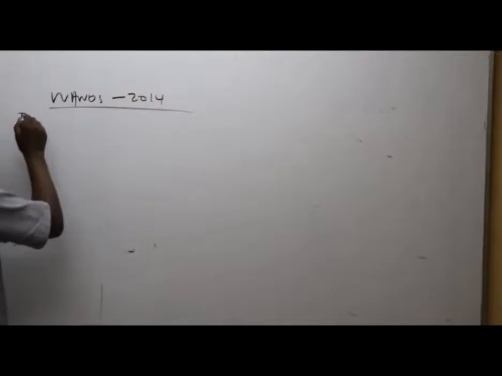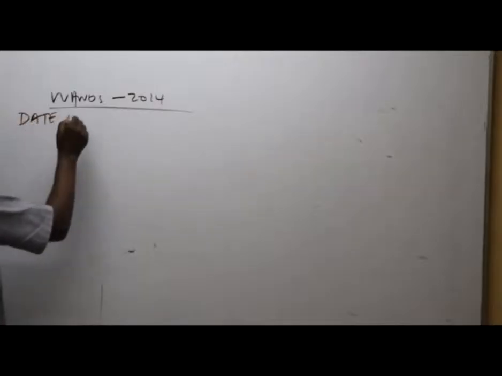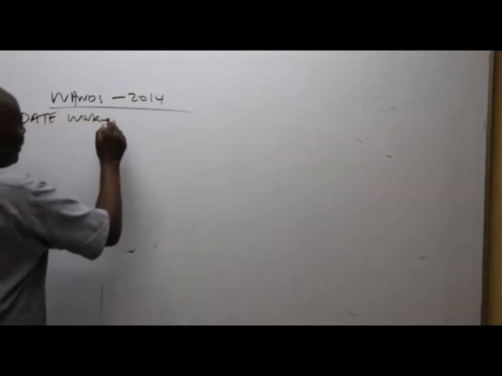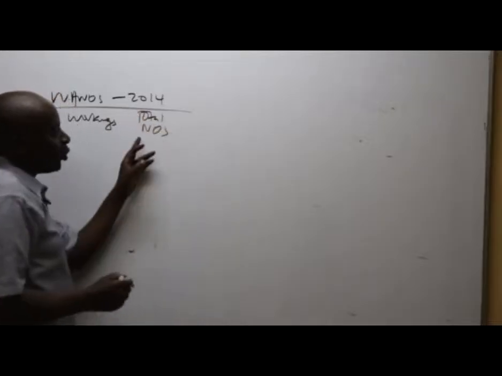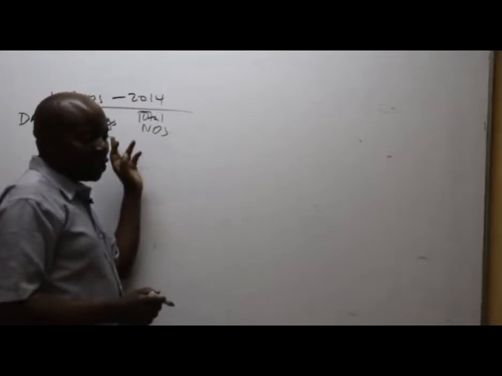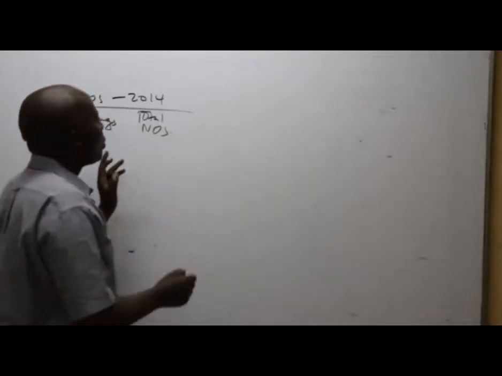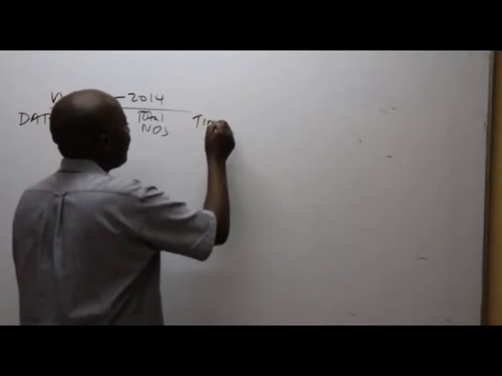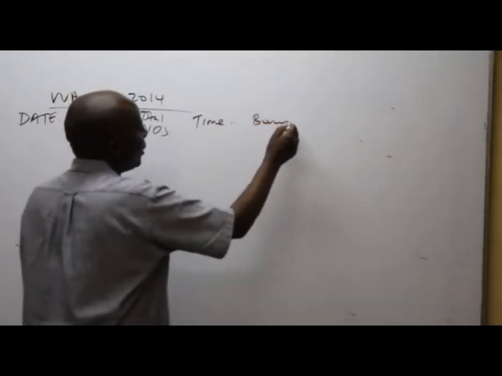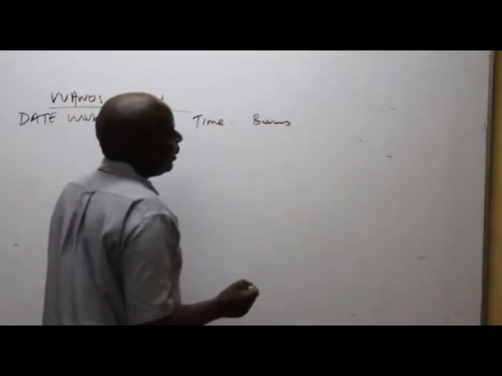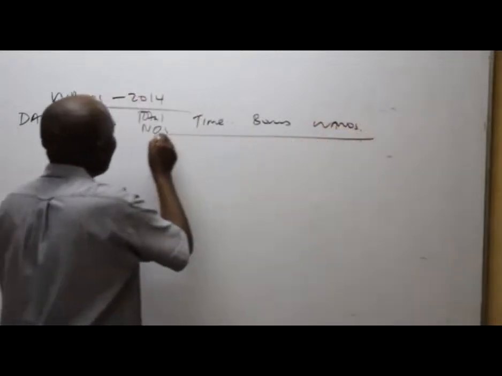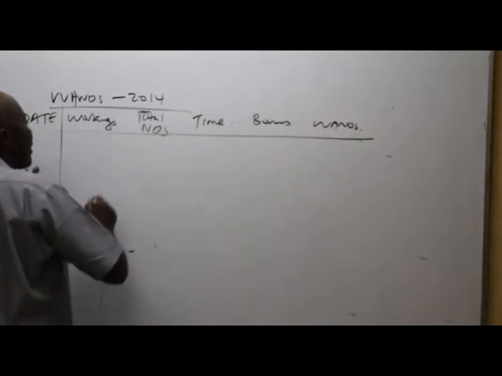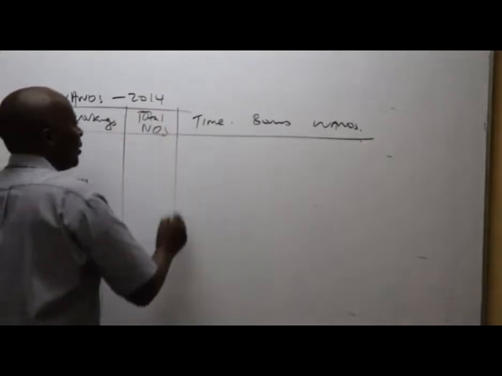So remember, we have the issue of the date, the workings like that. We have the total nos, the cumulative number of shares, right? So in this case we have the time, the bonus fraction, and lastly the one-nos. Ladies and gentlemen, I beg to stop this class here.